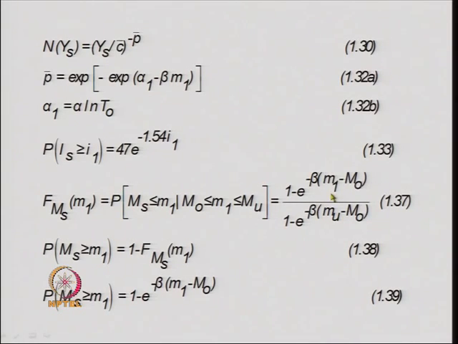So, we have many such empirical equations which talk of the probability of occurrence or probability of exceedance of a certain level of the earthquake parameters in a particular region, and they are called the seismic risk for the region.